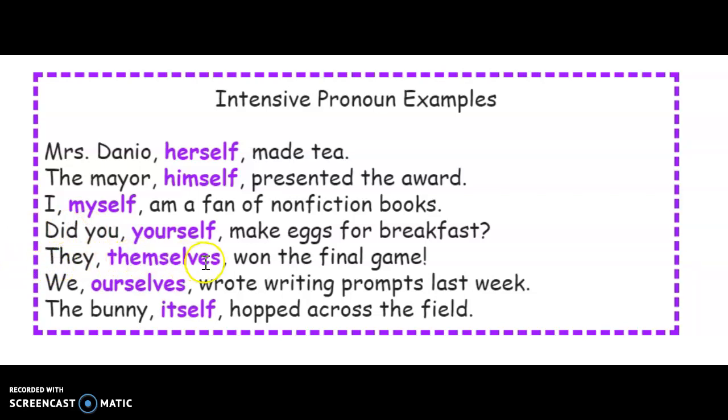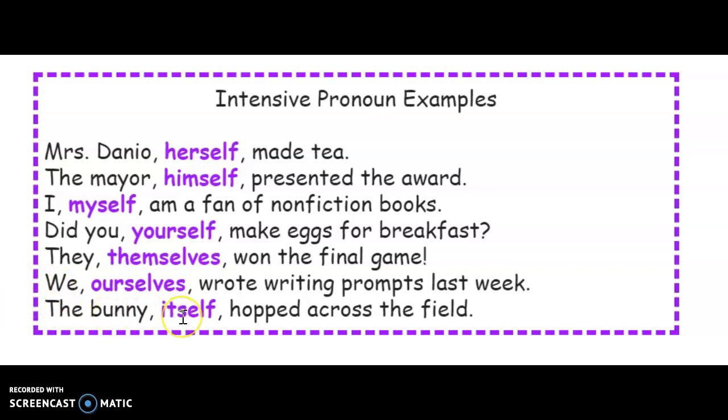They themselves won the final game. Themselves, our intensive pronoun, is intensifying or emphasizing the pronoun they. We ourselves wrote writing prompts last week. The intensive pronoun ourselves is intensifying or emphasizing we, the subject.